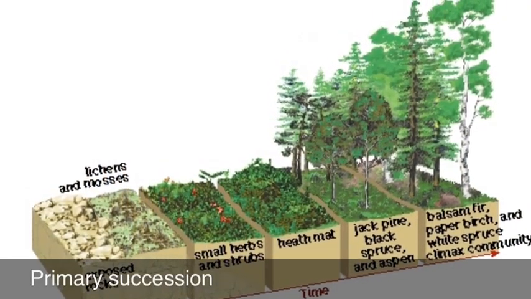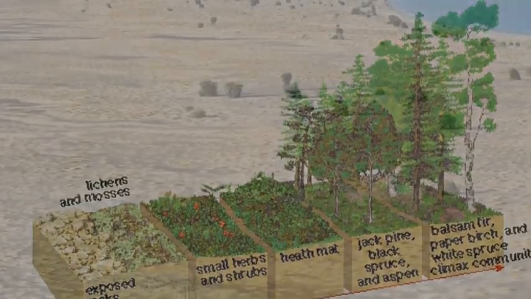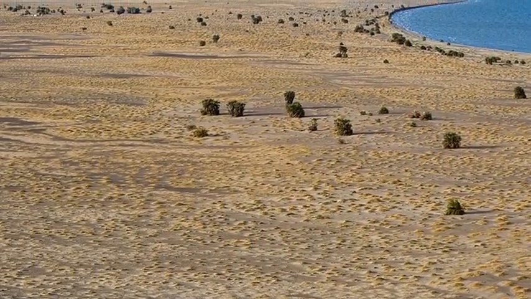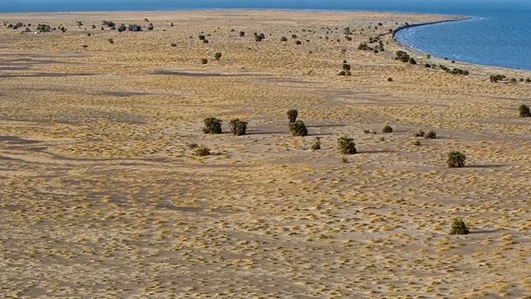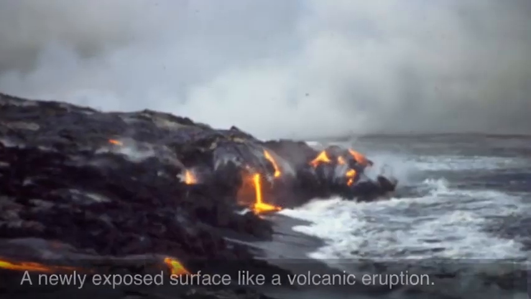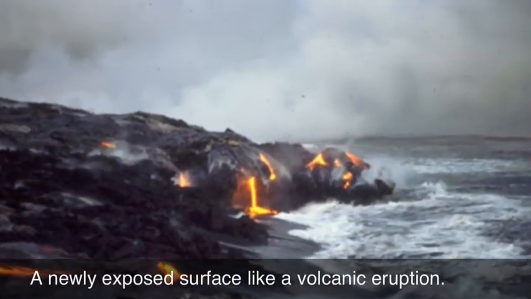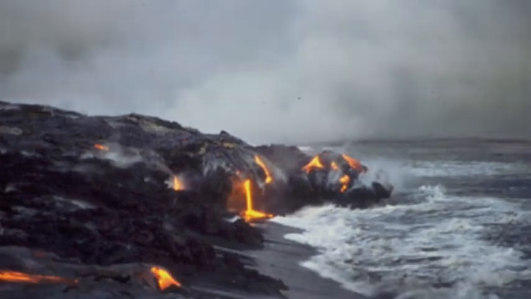Ecosystems also change through primary succession. It begins in an area where there is no remains of an older community. It occurs on newly exposed surfaces. For example, a volcanic eruption can create a new and different ecosystem.